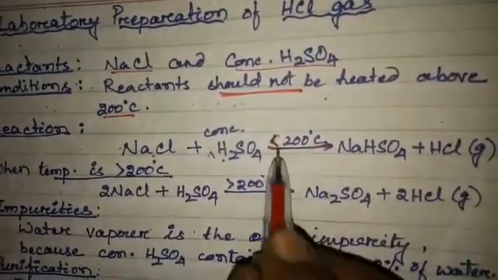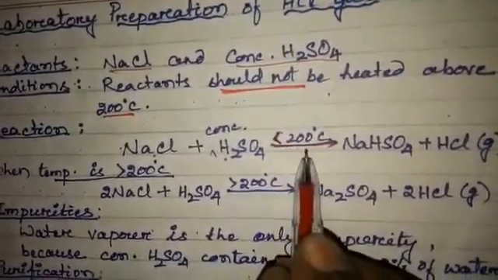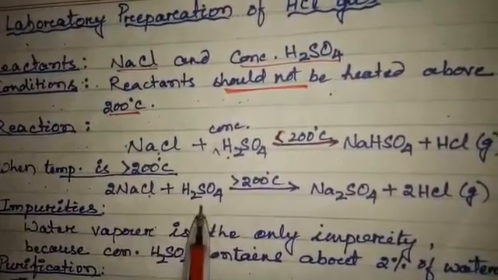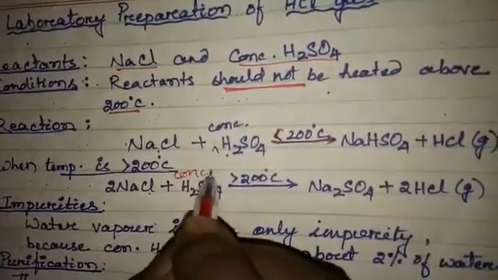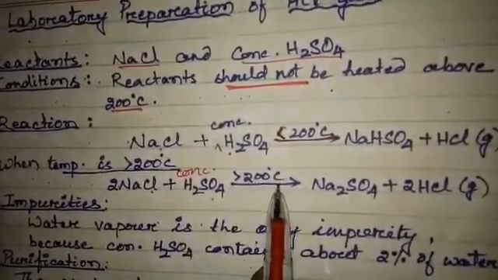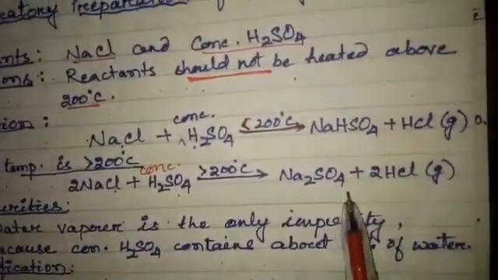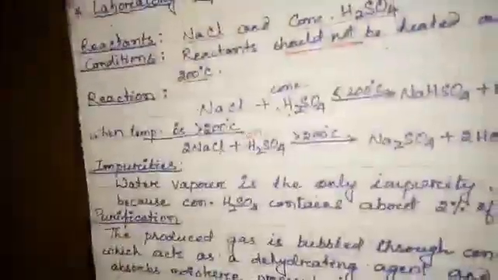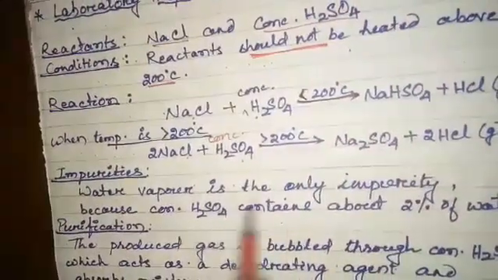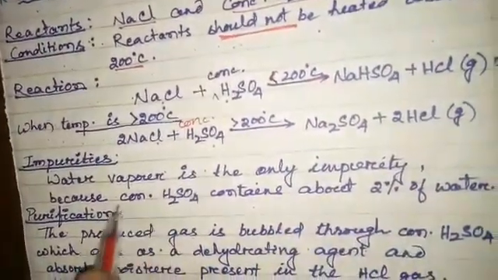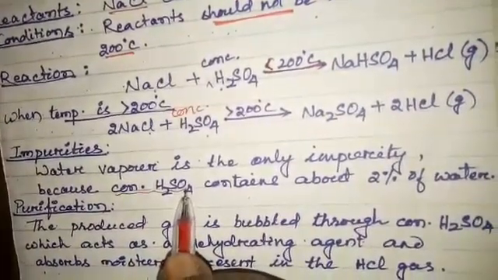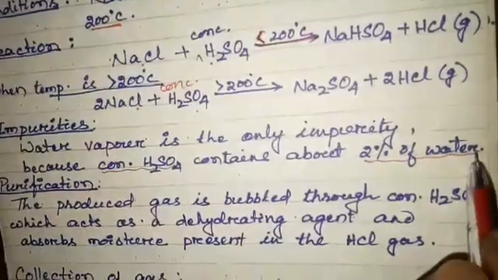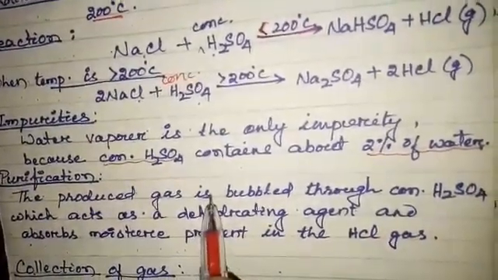What happens if the temperature is increased to or above 200 degrees centigrade? The reaction takes place like this: 2 NaCl plus concentrated H2SO4, above 200 degrees, produces Na2SO4, sodium sulfate, plus 2 HCl gas. So what are the impurities present during this preparation? Water vapor is the only impurity, because the concentrated H2SO4 which we are using contains about 2% of water. That is the only impurity present in the HCl gas we are producing.